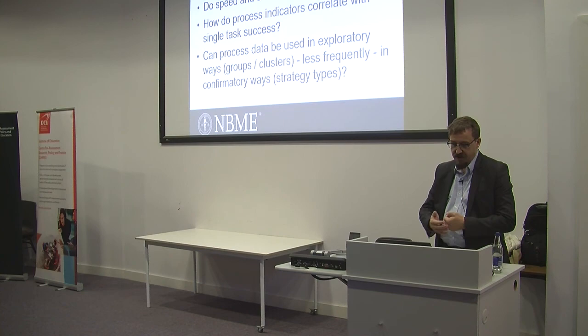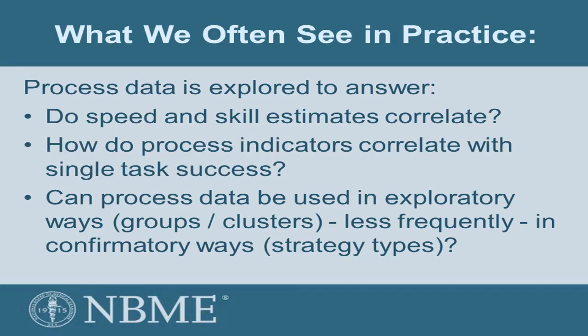One of the things that are typically done is, well, we look at whether speed and outcome actually correlate. Do faster students get the items right? Do slower students get the items right? And the answer is, it depends. It depends on the item. It depends on whether it's a complex problem or an easy problem. So for complex problems, the faster students don't get the item right. For easier problems, the faster students get the item right.